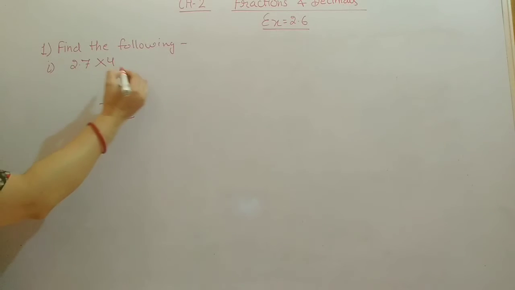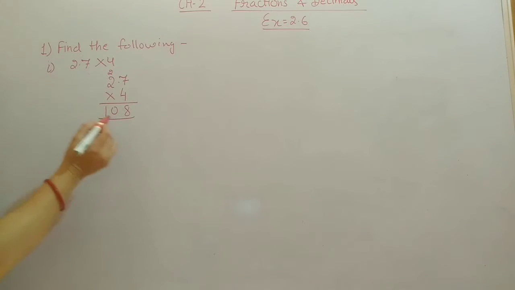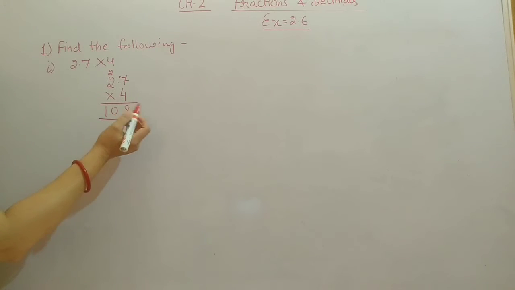Now you see here we have one decimal. If we put here one decimal, in the answer also one decimal will come. So from the last, always from the right side, you have to count the decimal. From the right side, one decimal. So the answer is 10.8.